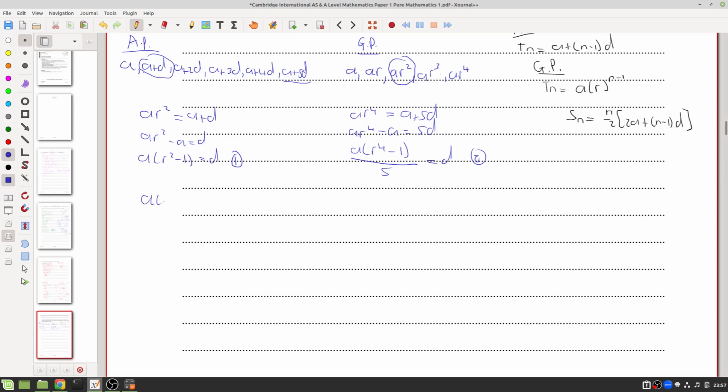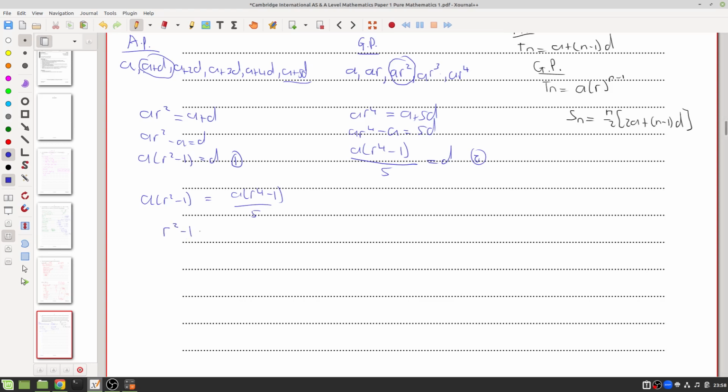So we can say a times r squared minus 1 equals a times r to the power 4 minus 1 over 5, right? Because d equals d. Both of these things are equal to d, so they're equal to each other. And now the nice thing here is if we divide both sides by a, then the a's cancel, right? If we divide this left-hand side by a, what's left is r squared minus 1.